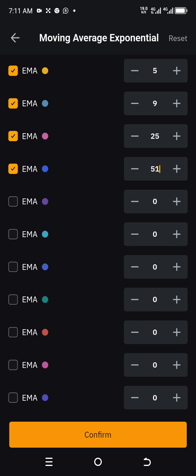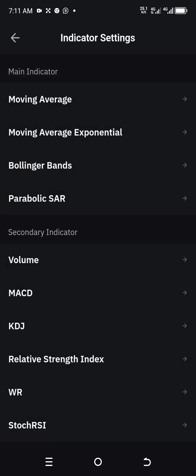Don't forget, your first line is yellow, which is what you are going to move with. It is the most important line here. It is what you're going to move with. Click on confirm, because if you don't click on confirm, your settings cannot be saved. You can see I've clicked on confirm, and the settings are saved. So let's go back to the chart.